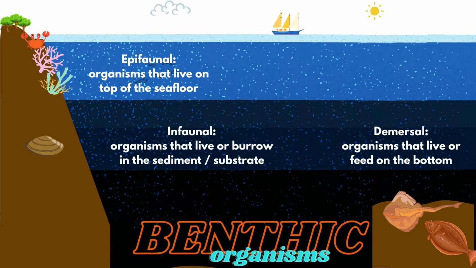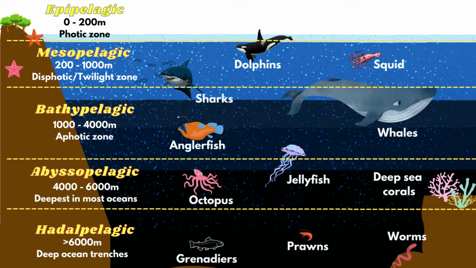On the bottom right, you'll see examples of demersal. This is bottom living or feeding organisms. Demersal is a term that's mostly used for fish, like flatfish, such as halibut, skates, rays, and even some sharks. So remember the ocean depth zones? It turns out that these are really important for classifying the types of organisms that can live in each habitat.